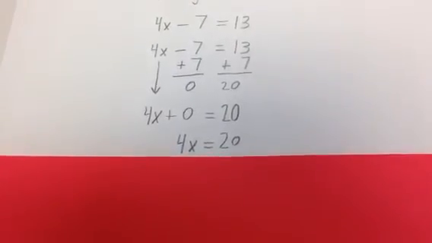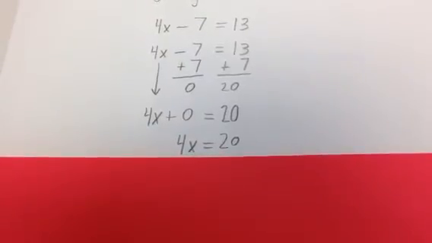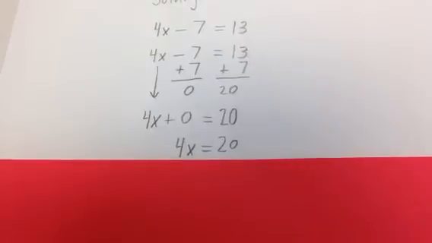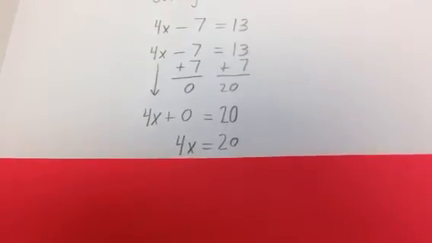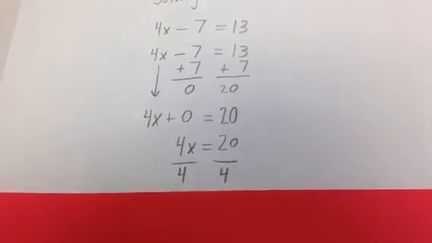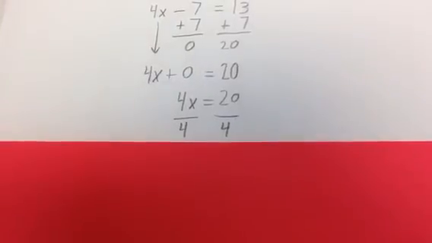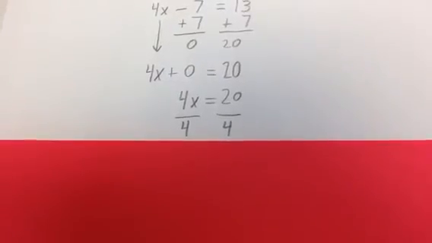But we don't want to move all of 4x to the other side of the equal sign. We just want to move the constant over. So if you notice, since it's 4 times x, the way to undo multiplication is to simply divide. And in this case, I divide by 4. So if I divide one side by 4, I have to divide the other side by 4.